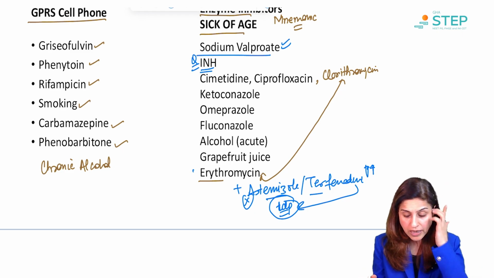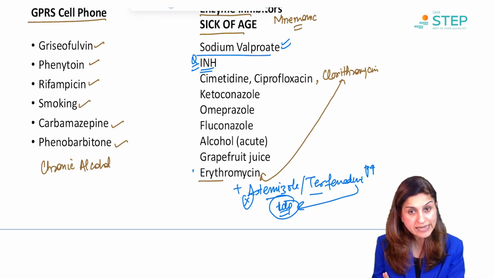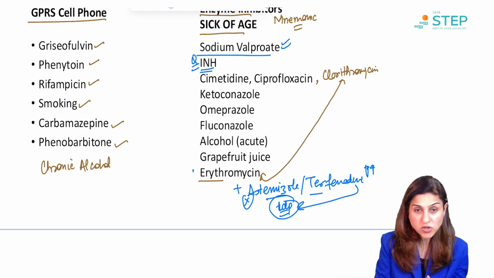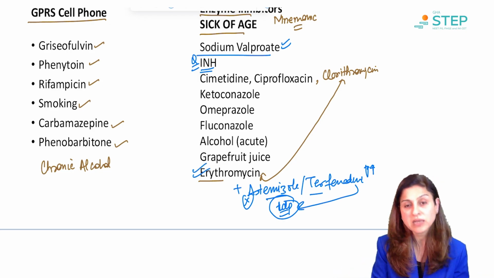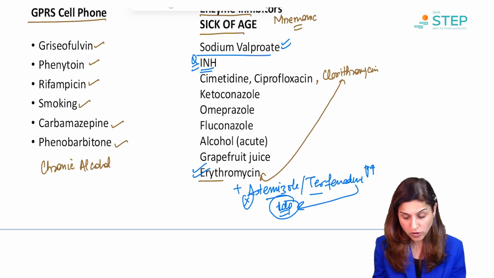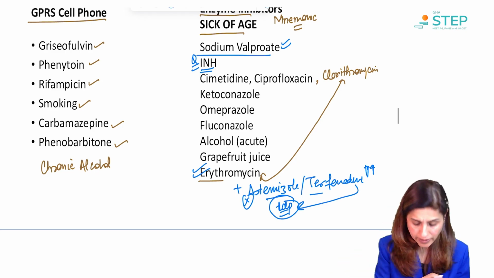One of the questions was: which of the drugs has increased levels if the patient developed Torsades de pointes? What could be the cause, which drug? Any of these enzyme inhibitors, when combined with this sort of drugs, can cause this kind of problem, that is Torsades de pointes.